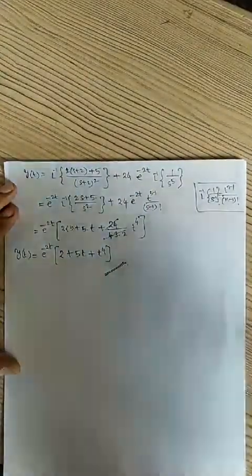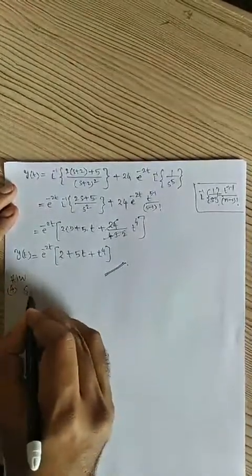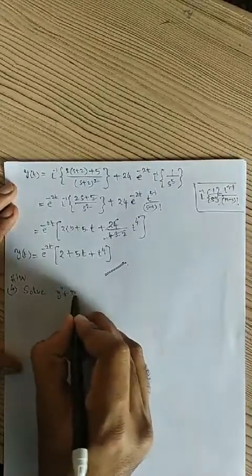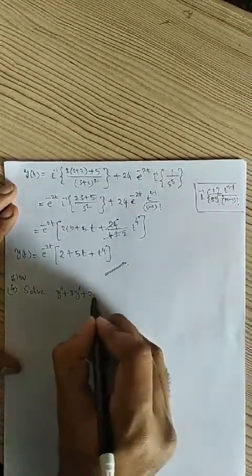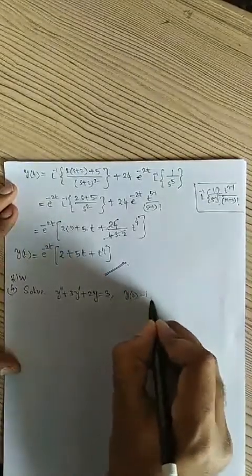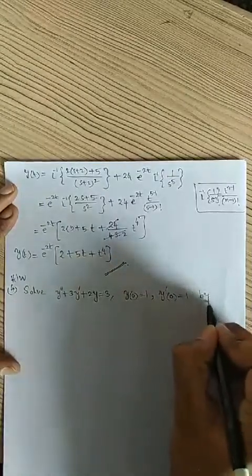Fourth problem: solve y double dash plus 3y dash plus 2y equals 3. Conditions are y of 0 equals 1, y dash of 0 equals 1, by applying Laplace transform.